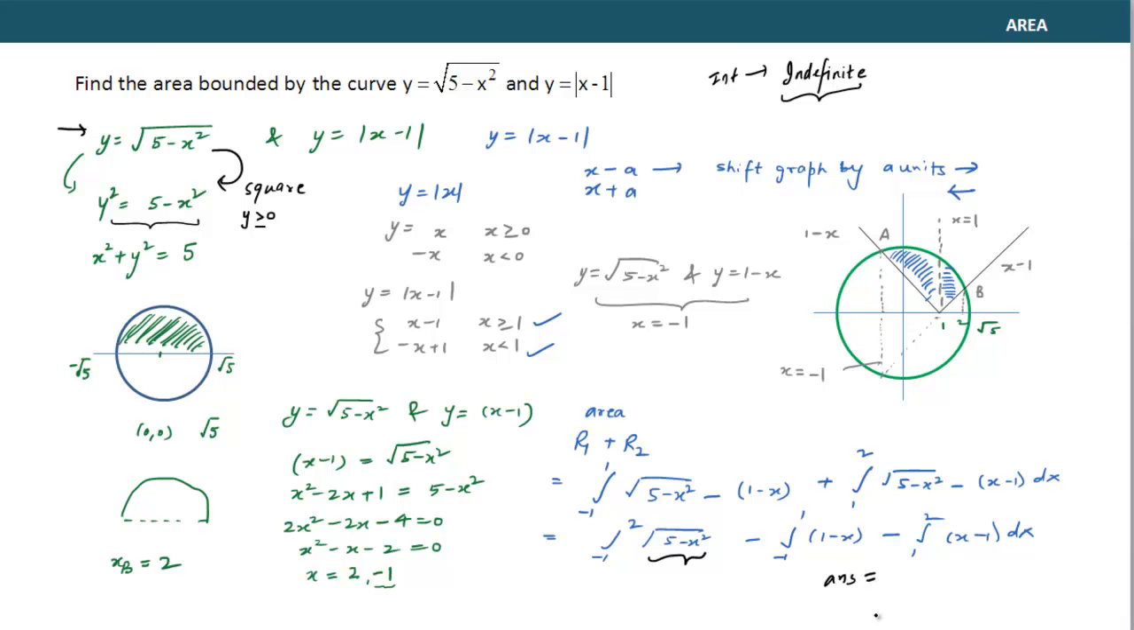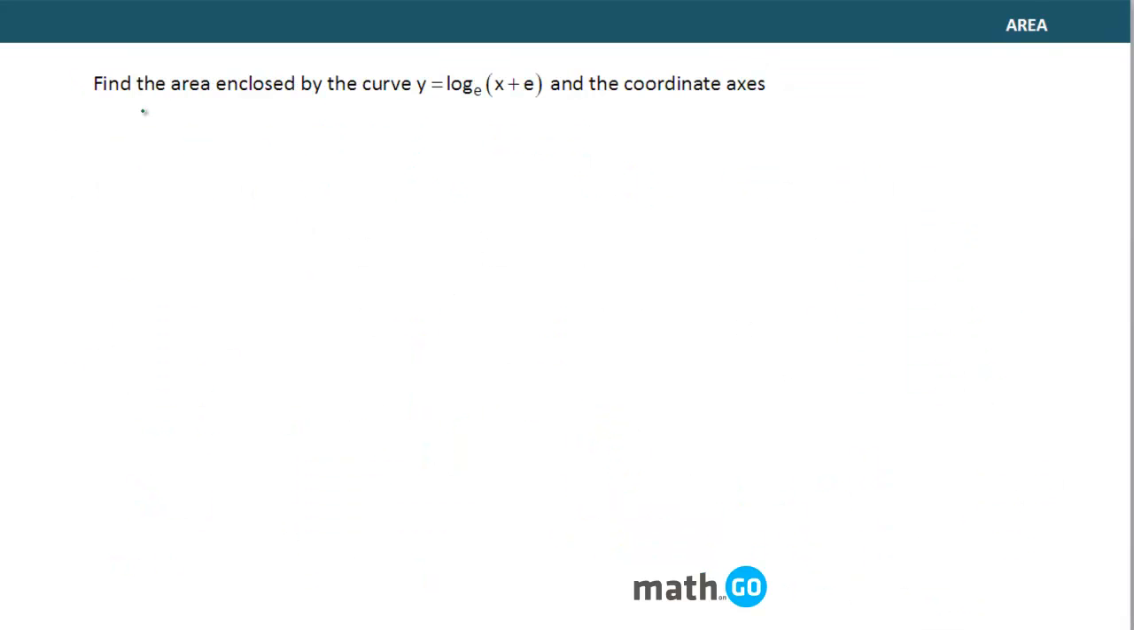So the answer to this problem, if you want to check at home, is (5 pi minus 2) by 4. This is the answer that you people should get. Okay, let's take another problem.